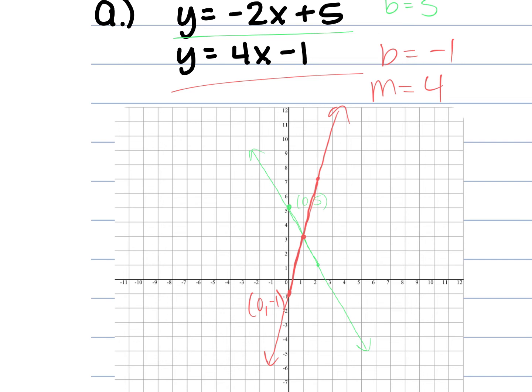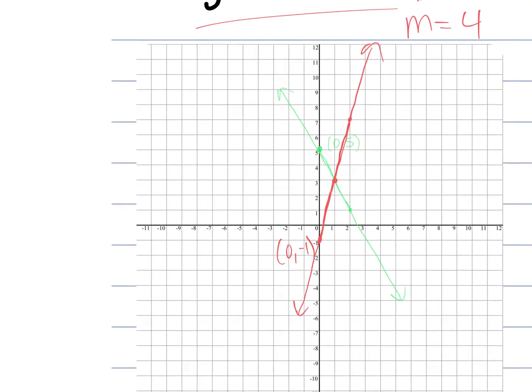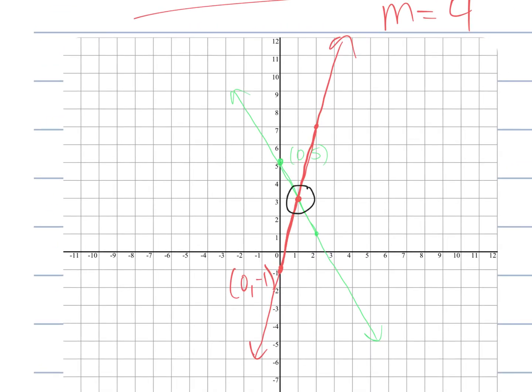Can someone give me an approximation for the value or the coordinate where these two lines intersect? Very good. At 1, 3. If we stop here, is it appropriate to say 1, 3 is my answer? I mean, yeah, but you have to check it. What if you graphed it wrong? What if the line that you drew was just slightly squiggly? In order to make sure that it's the answer, what do I need to do?